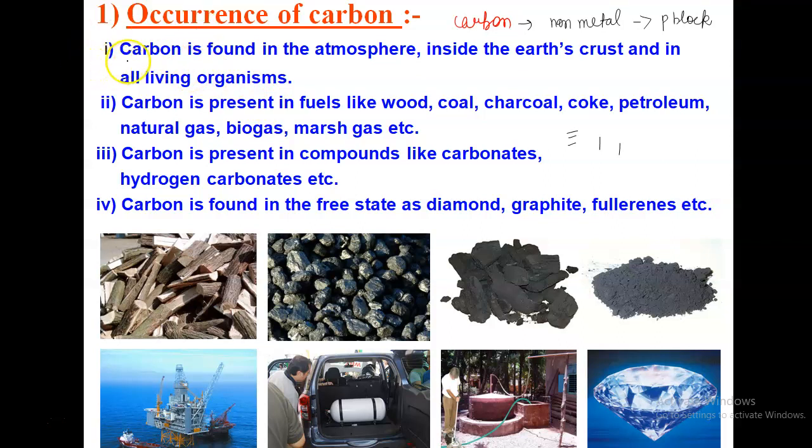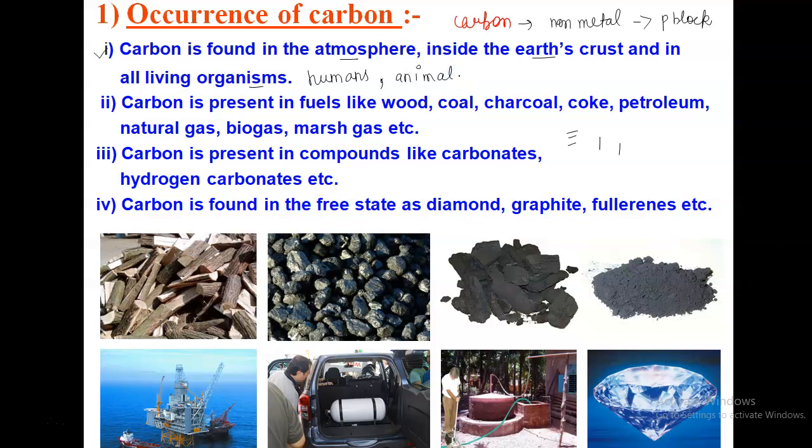So let's start this chapter, from the first point. Carbon is found in the atmosphere, inside the Earth's crust, and in all living organisms. It is saying that carbon is generally found in the atmosphere, inside the Earth's crust, and in living organisms. Living organisms means humans also, and animals. Carbon is found in animals and in humans also.